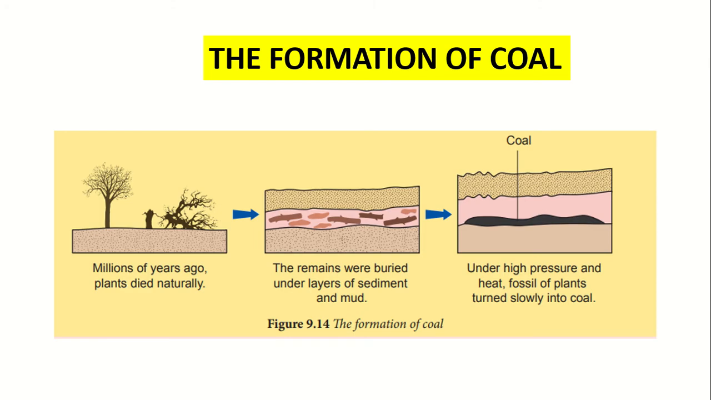So next we learn about the formation of coal. Coal tu adalah arang. Okay. So arang batu. So macam mana terjadinya arang, the coal? So millions of years ago, plant died naturally. Okay, ni adalah pokok-pokok yang telah mati. So the remains were buried under layer of sediments and mud.